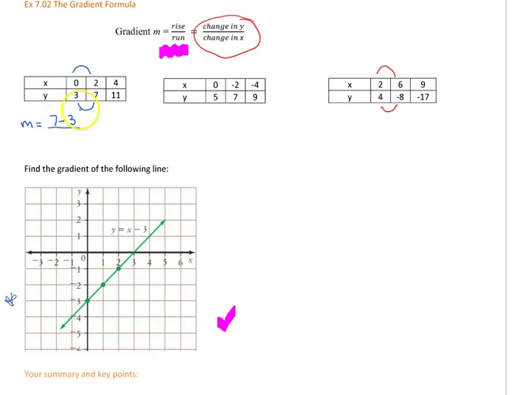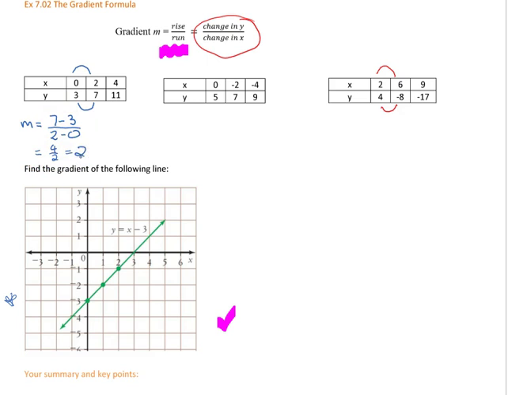So you can see I've clearly written here 7 minus 3. On the top line, it's 2 minus 0. Follow exactly the same process. Second number minus first number. So you can see there that we'll get 4 over 2, which is gradient of 2.